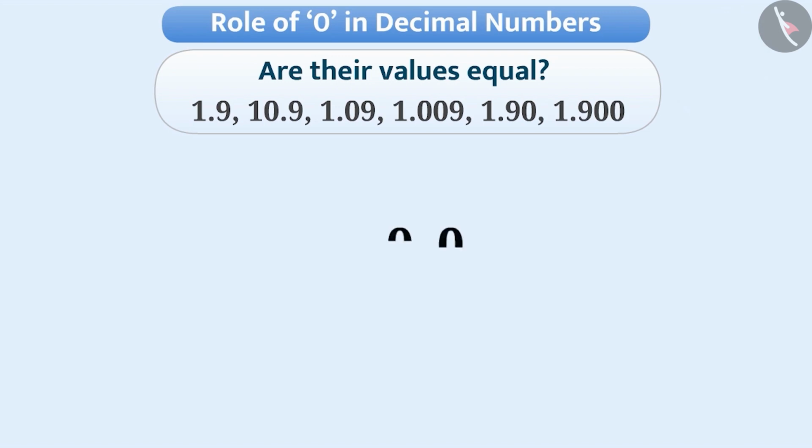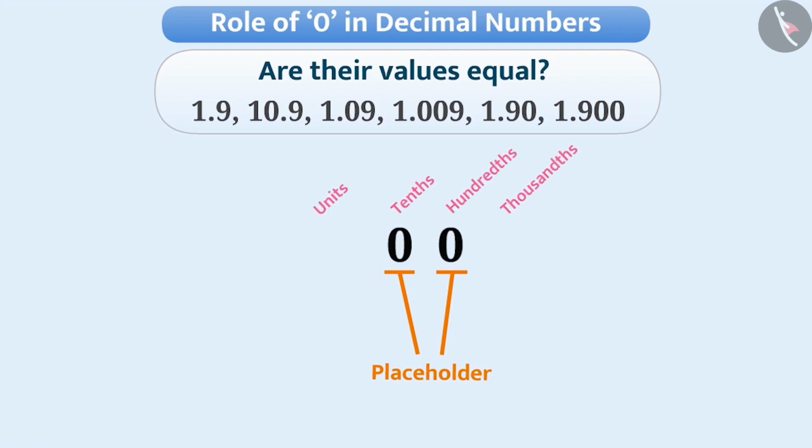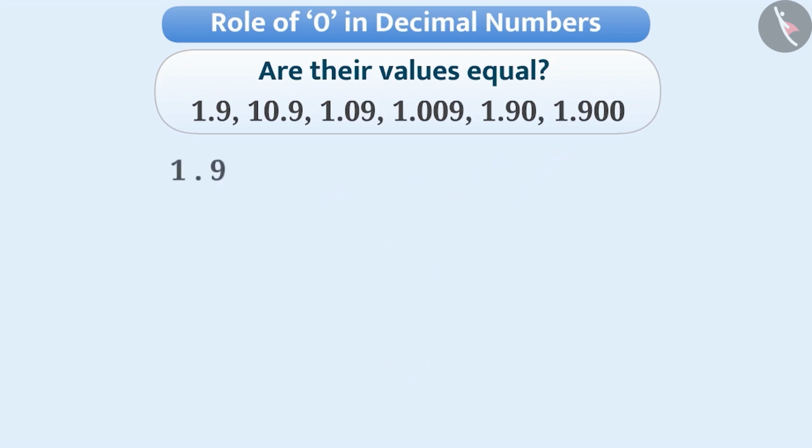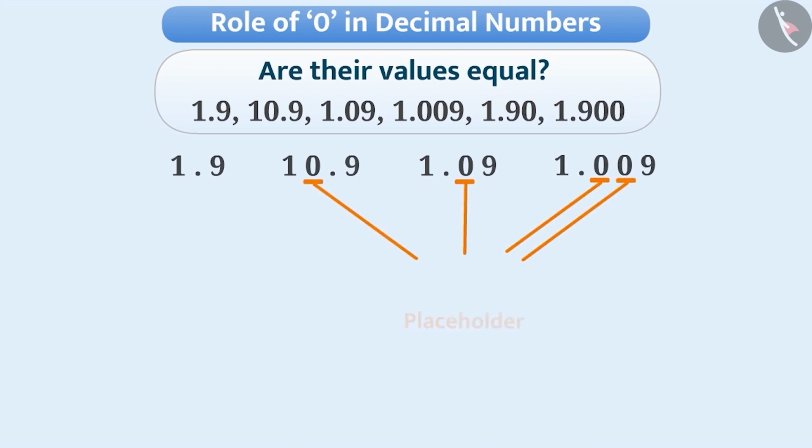0 has a greater importance in decimal numbers. It is often used as a placeholder. That means, with the help of 0, digits are written at their correct places. For example, numbers like 1.9, 10.9, 1.09, 1.009, etc. seem to be similar. But 0 holds the rest of the digits at their correct places so as to ensure that their values are correct.